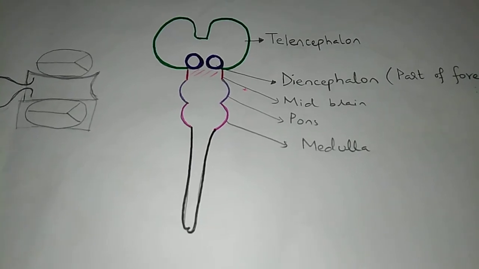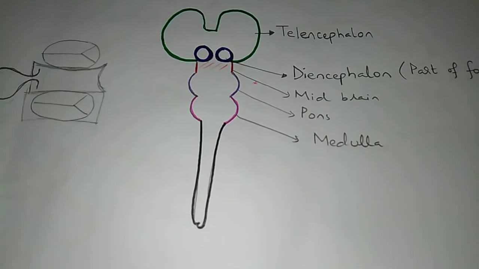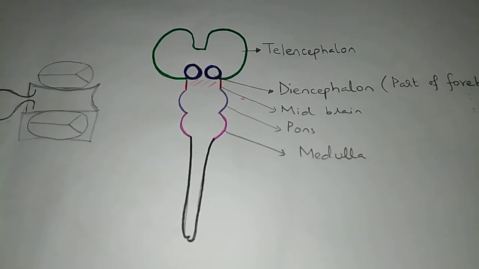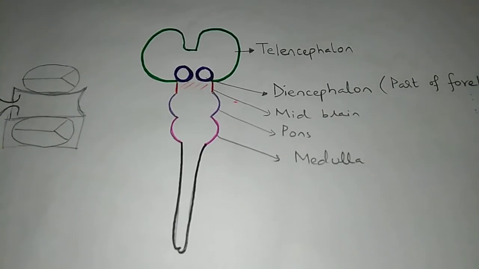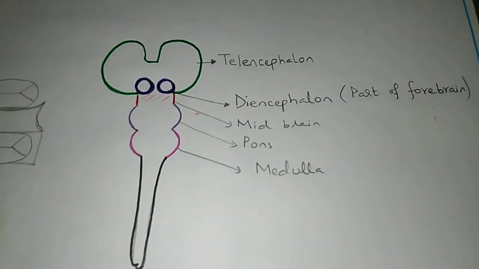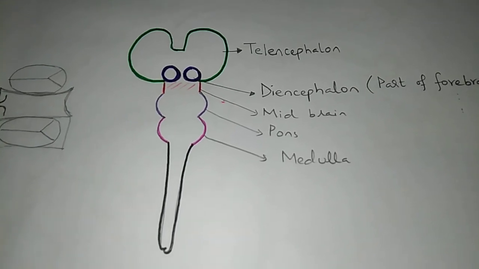Hippocampus plays an important role in the formation of long term memory. Hippocampus is basically concerned with the long term memory. So if there is a question that the long term memory is concerned with, the answer is hippocampus.